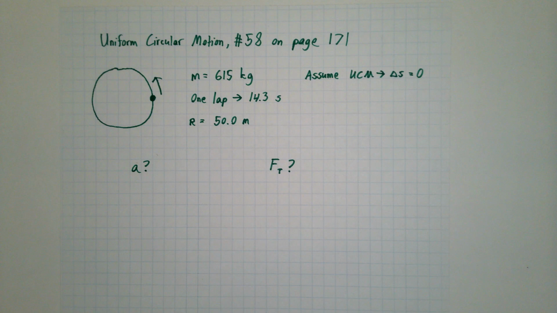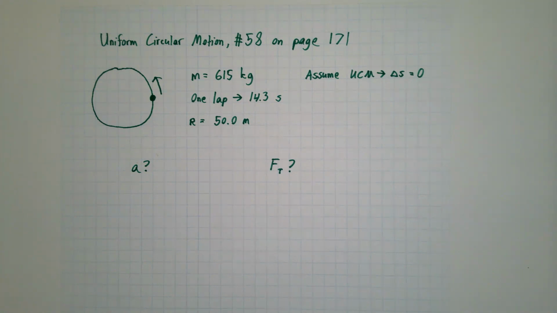We have a problem in uniform circular motion. Specifically, this is horizontal uniform circular motion as opposed to vertical circular motion. This is taken from problem number 58 on page 171. I encourage you before watching this video to attempt to solve the problem on your own.